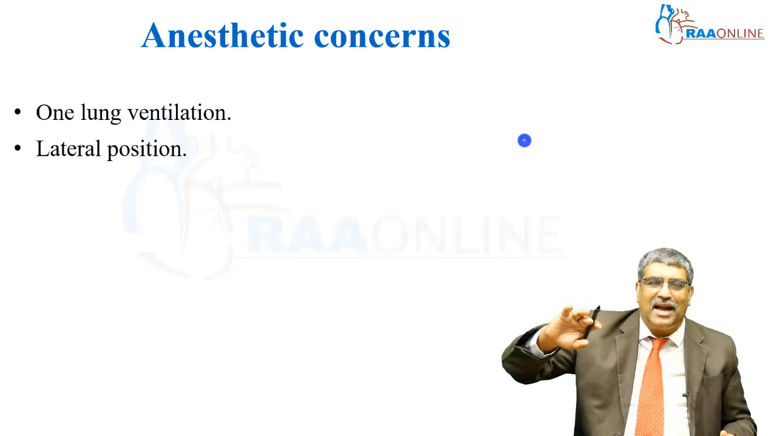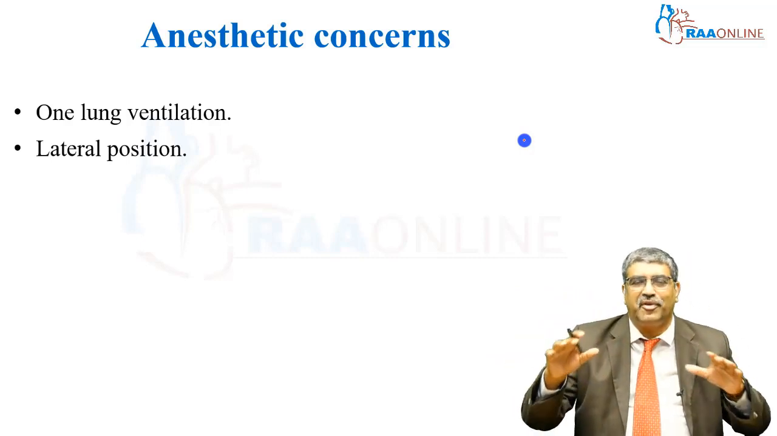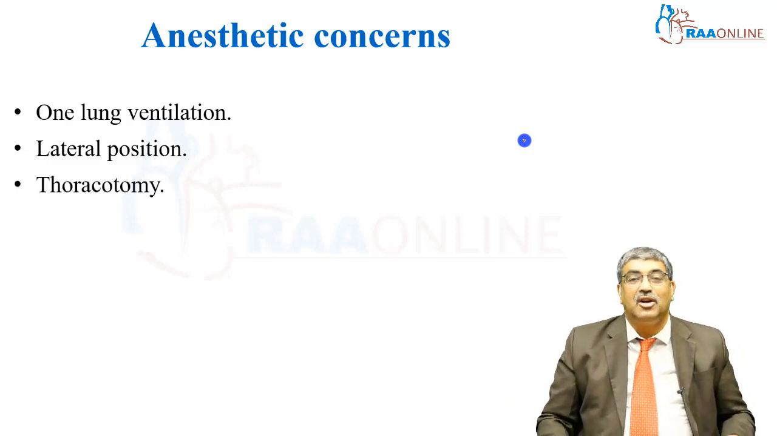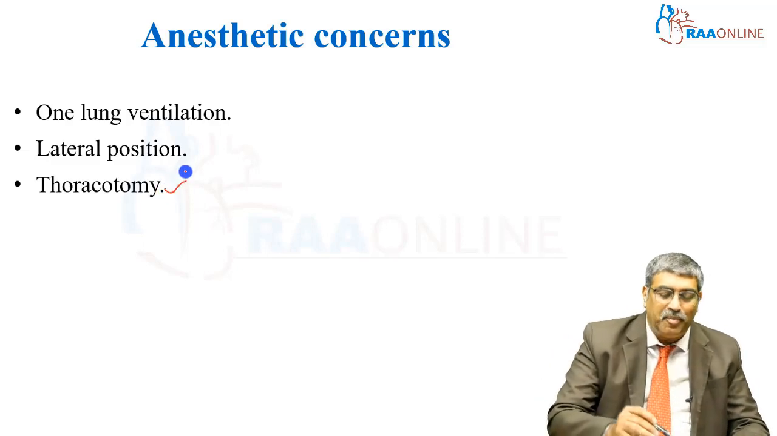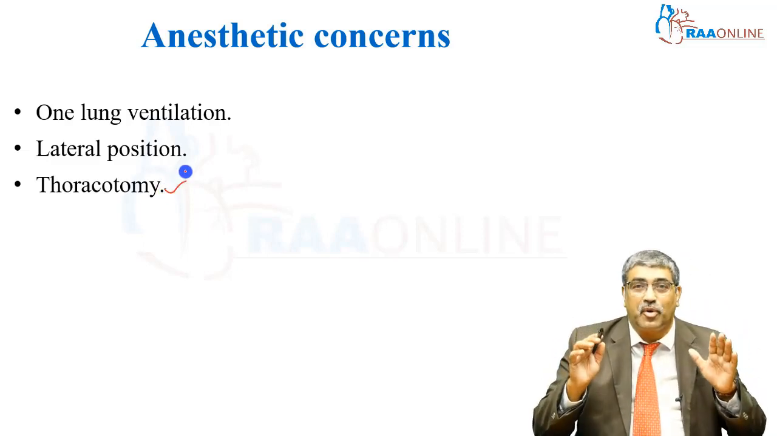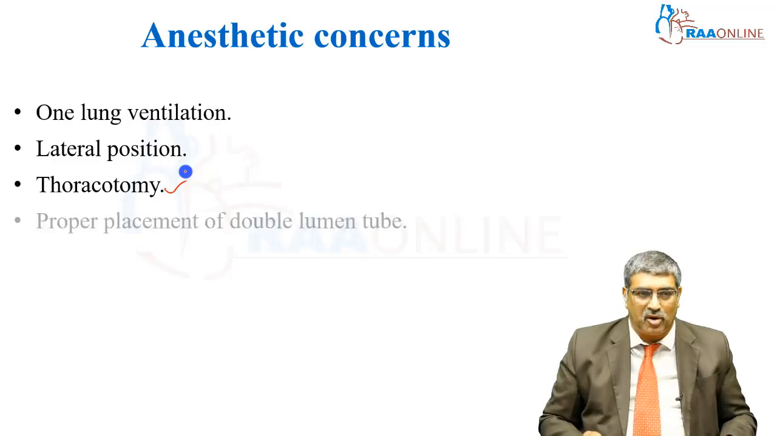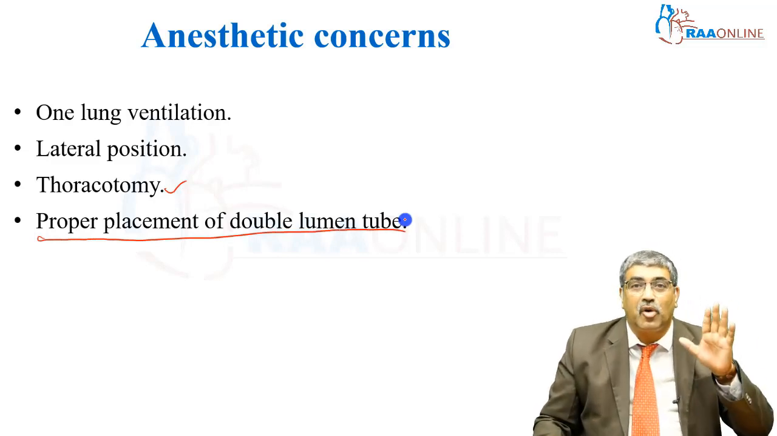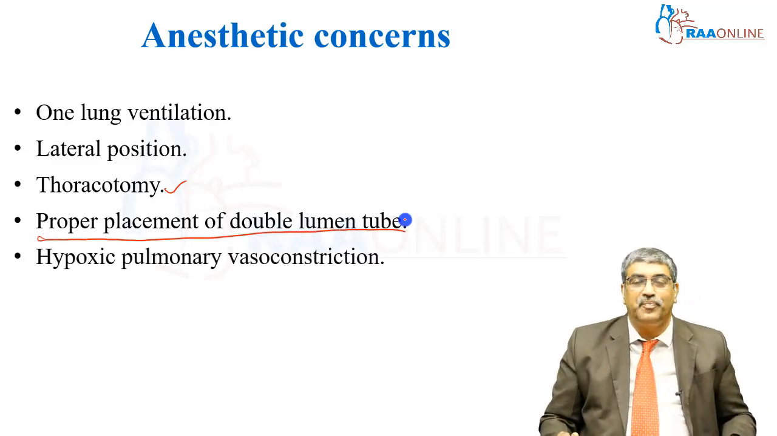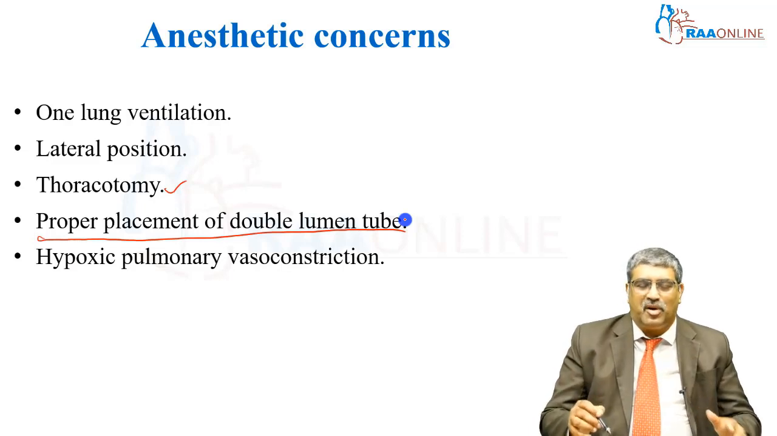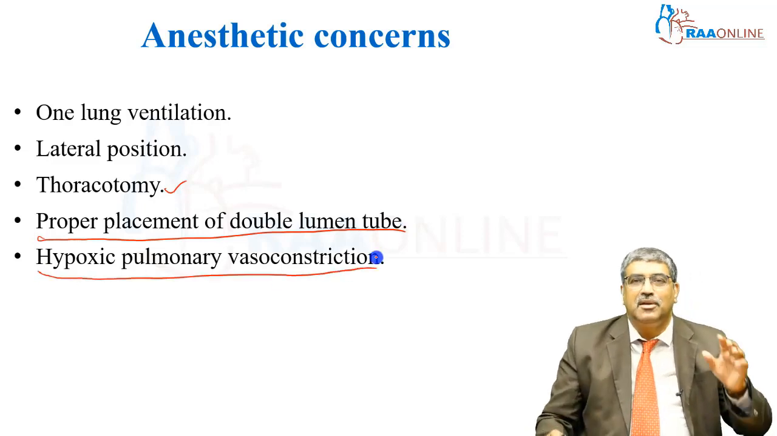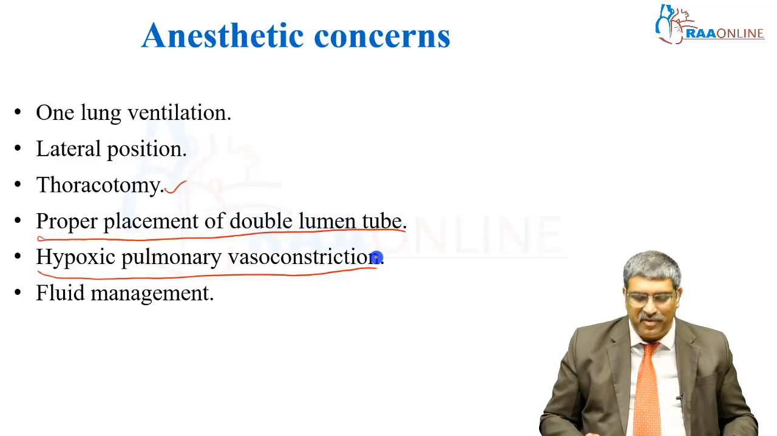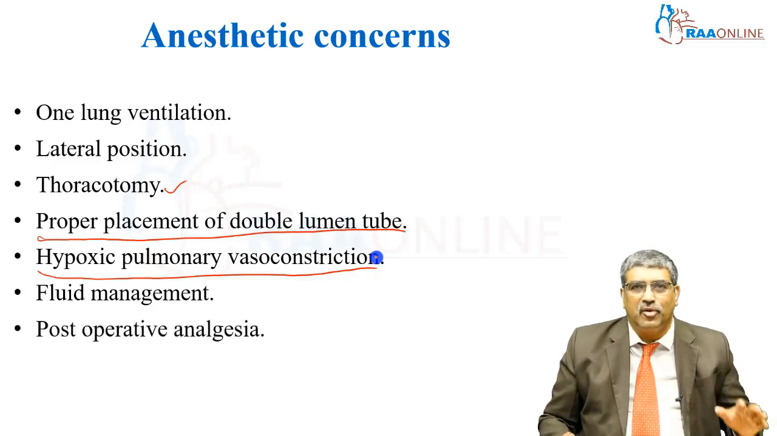And the patient is going to be in lateral position, and you have to take care of the hemodynamic effects and the nerve and vascular injury which can happen in the lateral position. Thoracotomy is one of the painful procedures, and you have to give proper analgesia when the patient is undergoing thoracotomy. As I said earlier, the most important challenge is isolating the lung by proper placement of the double lumen tube, and there is going to be hypoxia, and HPV can be protective, and you have to be very careful not to abolish it. Fluid management is very, very important, and you have to give a good analgesia.